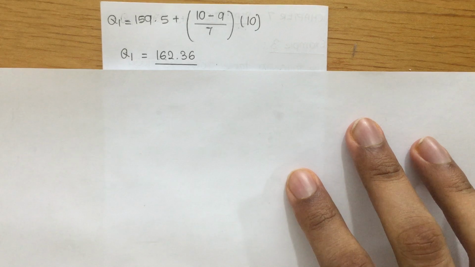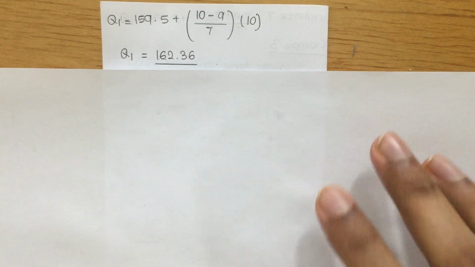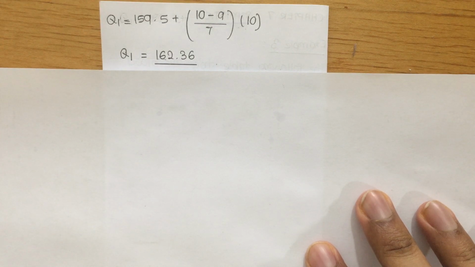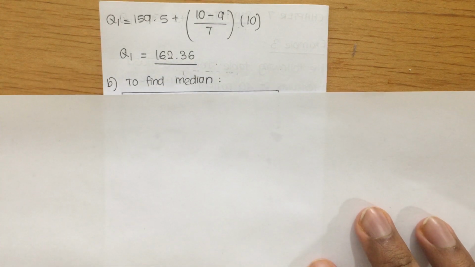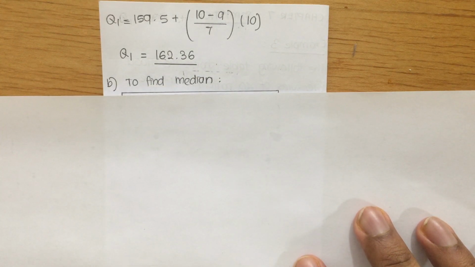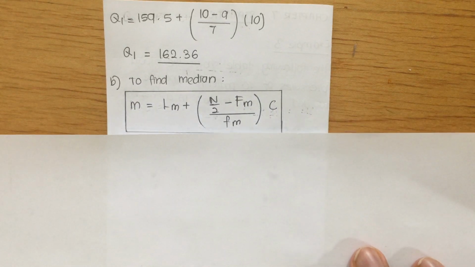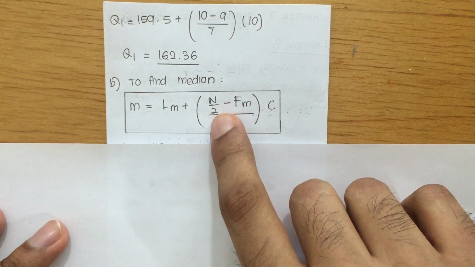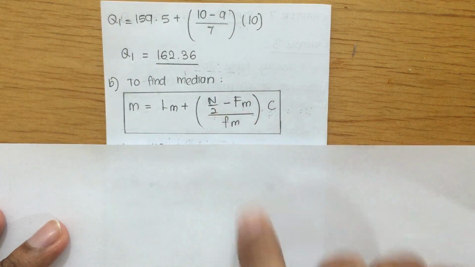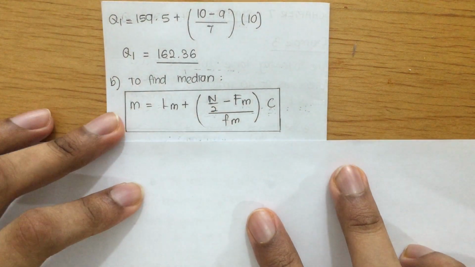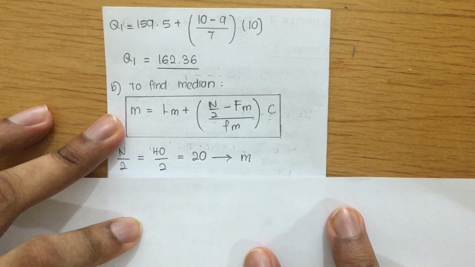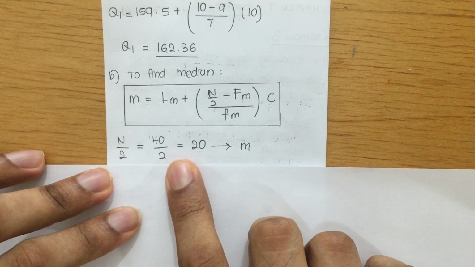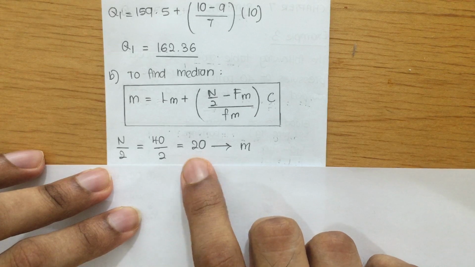162.36. Okay, so let us continue to question B, where we need to find the median. To find the median, it's pretty similar. We're going to use a similar formula over here. The only difference is instead of n over 4, we'll be using n over 2. So n over 2 is equal to 40 over 2, so you get your median frequency is 20.